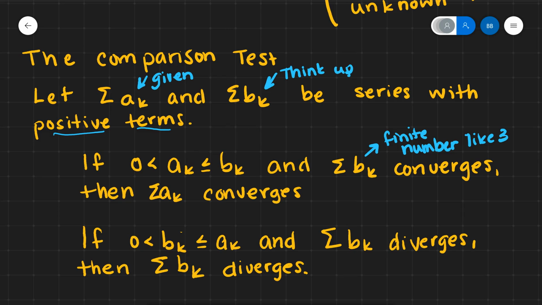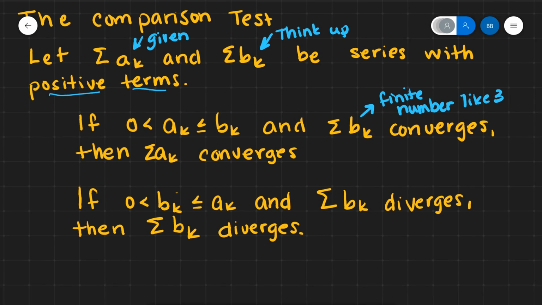Looking at the other if statement, if 0 is less than b sub k is less than or equal to a sub k, and b sub k diverges, in other words, b sub k goes to infinity, if this one is greater than it, there's no way it can go to some finite number. It can't go to 3 or 4. It has to also go to infinity. So if this is true, and the summation of b sub k diverges, then, it's written wrong, there should be an a, then a sub k also diverges.